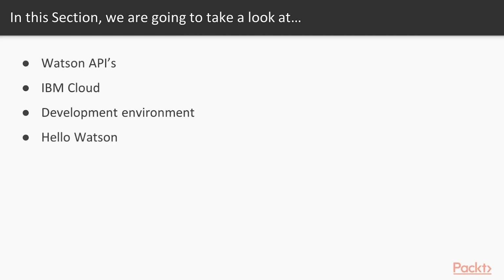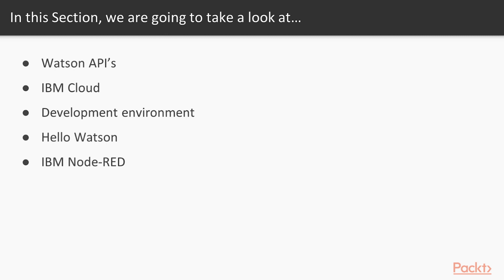Then we'll build a very simple Hello World application. Not necessarily build an application, but we're going to set up, or create, an instance of a Watson API, which will be Watson Discovery News, and actually invoke it using a RESTful client like Postman.